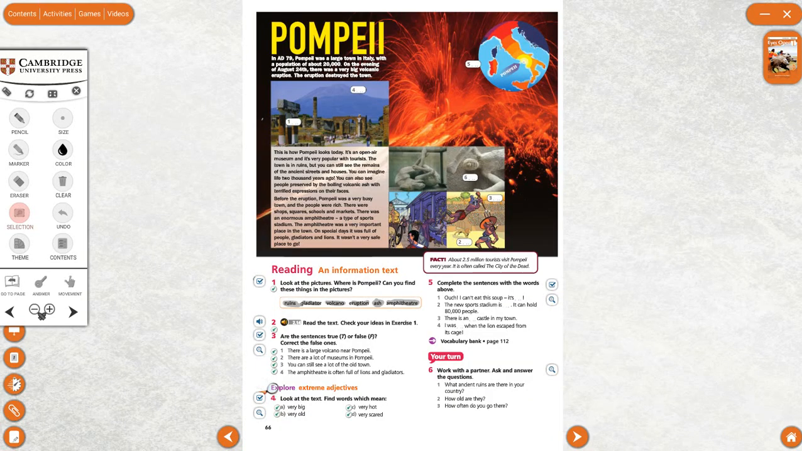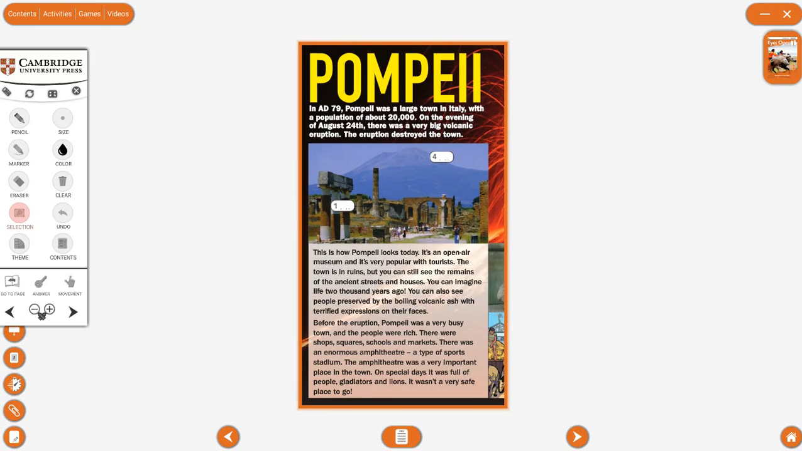Okay, now we will read this reading part, then go on with our exercises. Look at the map. This is Pompeii. Pompeii is in Italy. Now we will read the text. In AD 79, Pompeii was a large town in Italy with a population. Population, what does it mean? Look here, population. Population means in Turkish, nüfus. Please write the meaning of population. Of about 20,000. On the evening of August 24th, there was a big volcanic eruption.